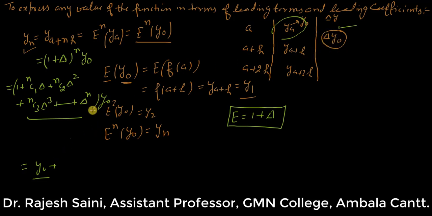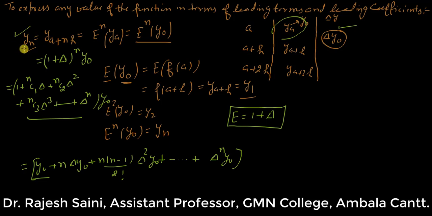So this will be y naught plus n delta y naught plus n(n minus 1) by 2 factorial delta square y naught, and so on. You keep continuing like that, and in the end we have delta n y naught. So ultimately we have expressed any value yn in terms of the leading term and leading coefficients. Okay, so that is the article that we have to study.